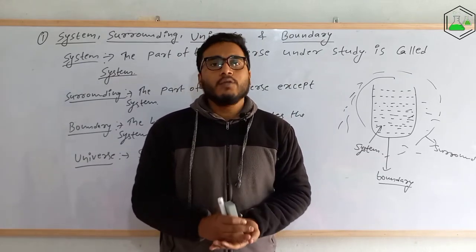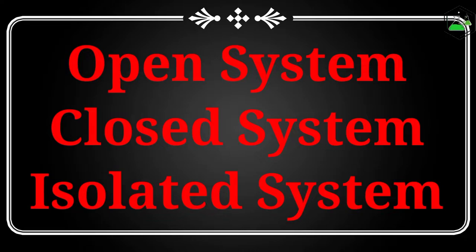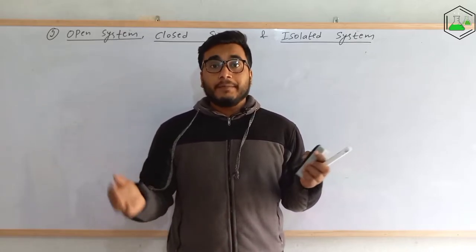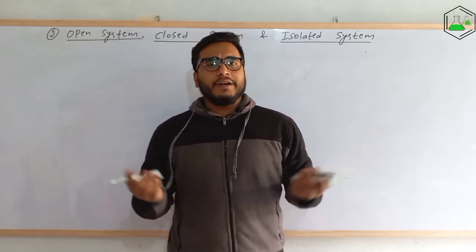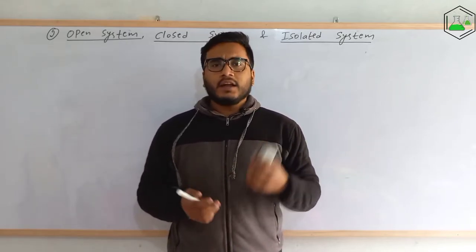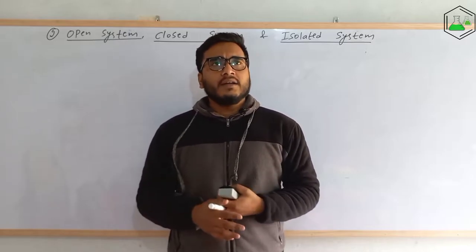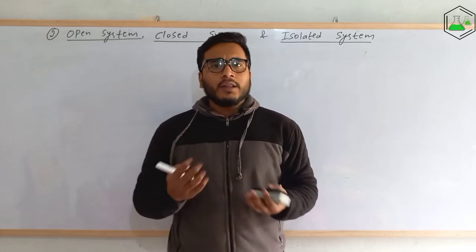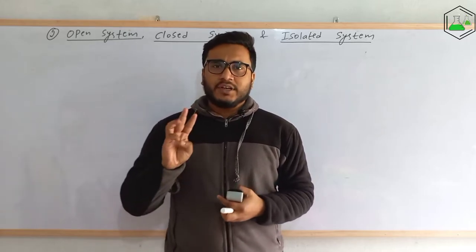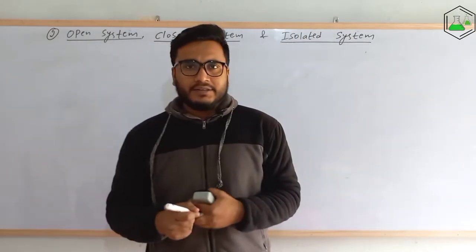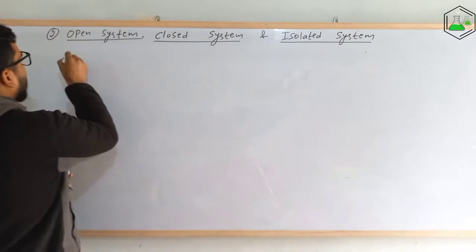Now, let's see another useful term. We already know a system and surrounding is separated by a boundary, and the boundary is of different types. They may be permeable boundary or adiabatic boundary or diathermal boundary. And because of that, matter and energy can be exchanged between the system and the surrounding. On the basis of that, there are three types of systems. They are open system, closed system, and isolated system. So let's understand them one by one.